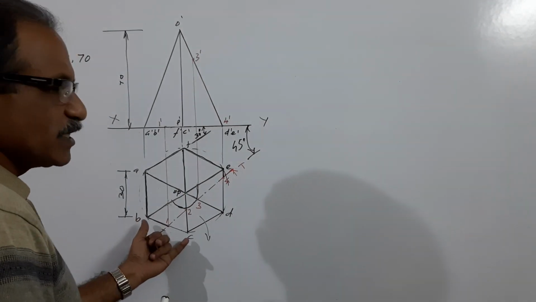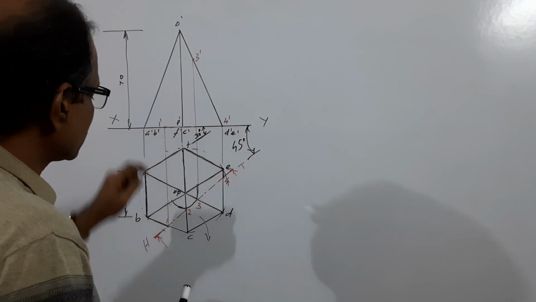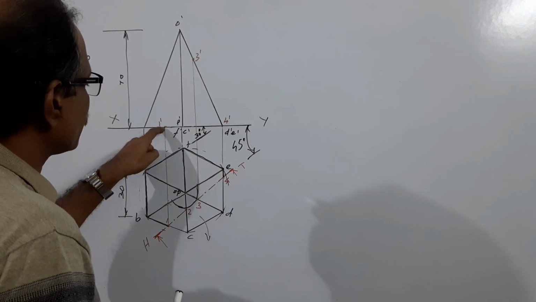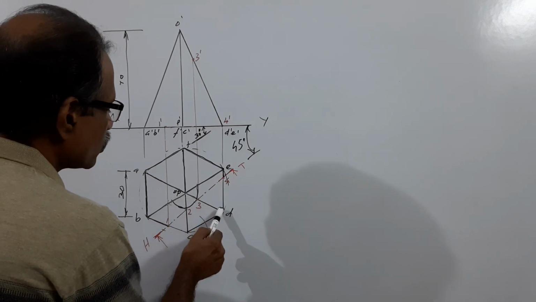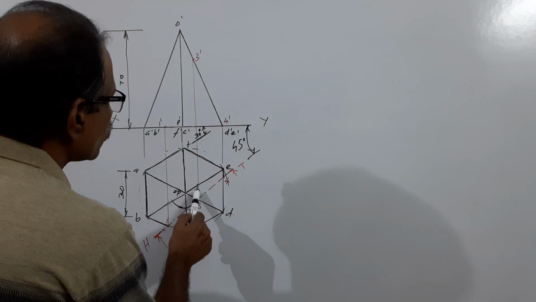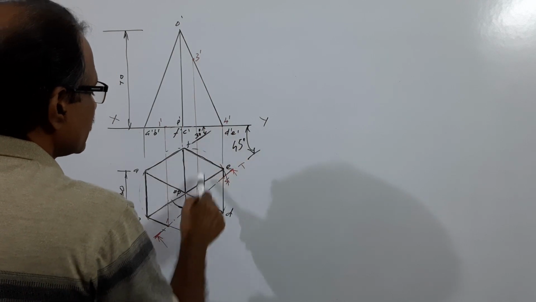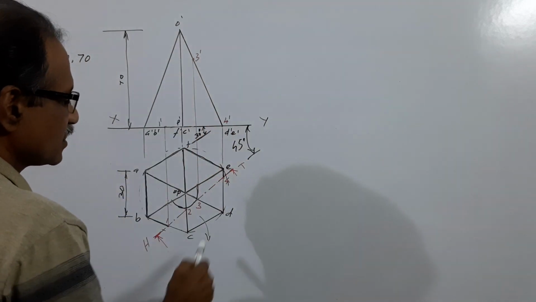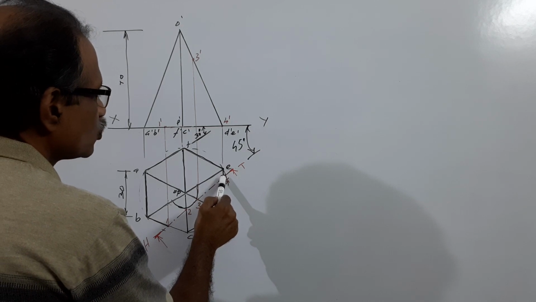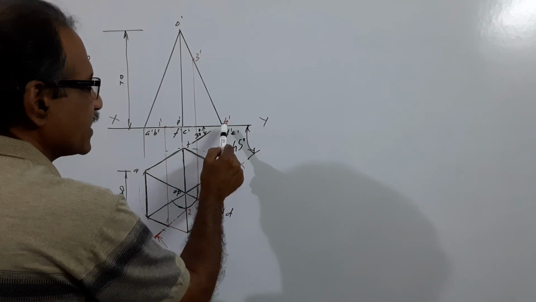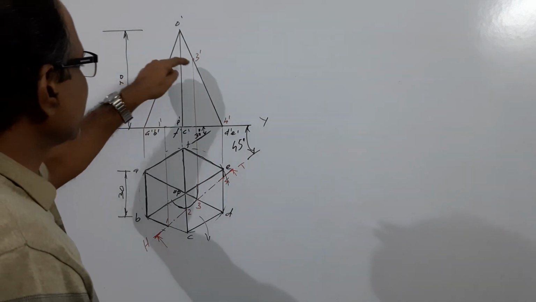Where is 1? 1 is on BC. Project 1 to B dash, C dash, you get 1 dash. Where is 3? 3 is on OD. Project 3 to O dash, D dash, you get 3 dash. 4 is on DE. Project 4 to D dash, E dash. D dash, E dash and 4 dash coincide. So we have 1 dash, 3 dash and 4 dash.